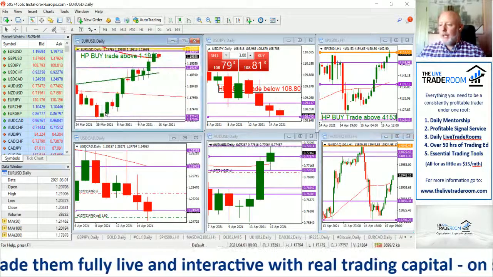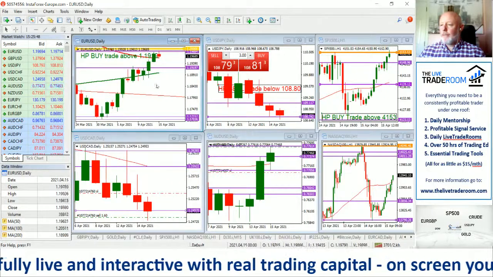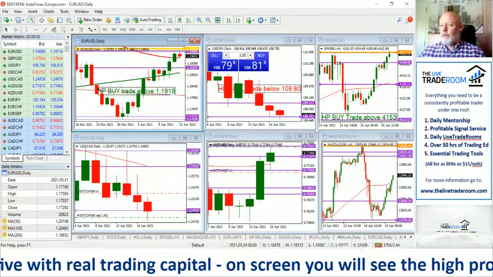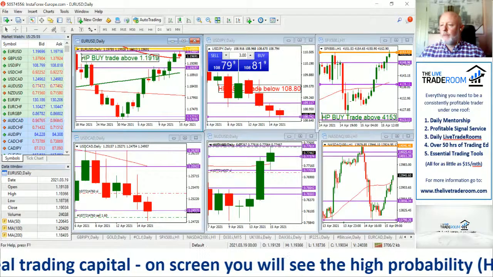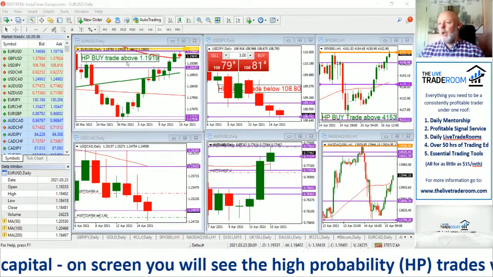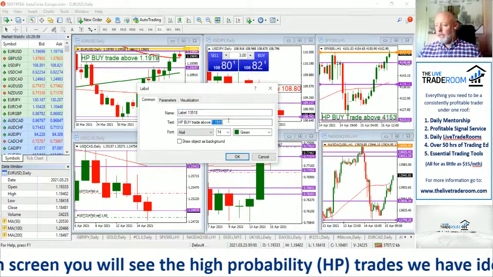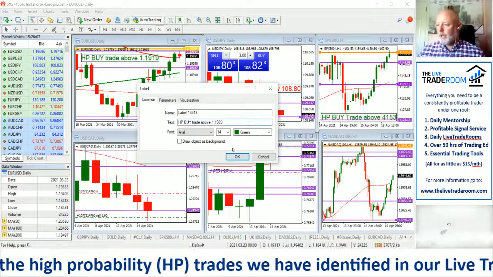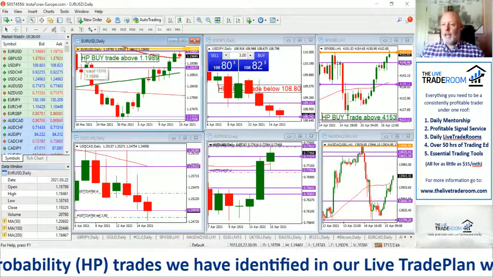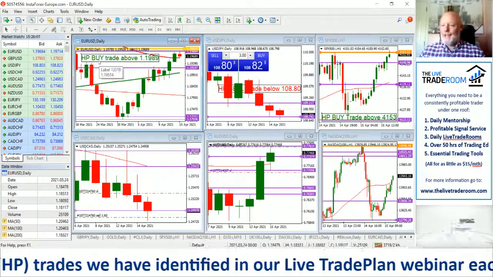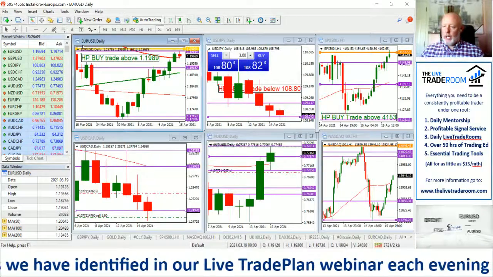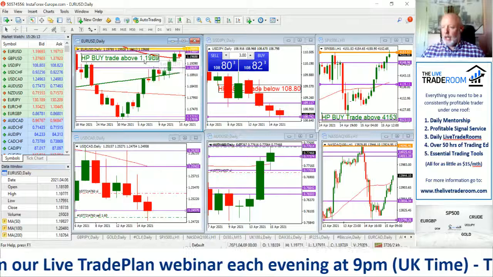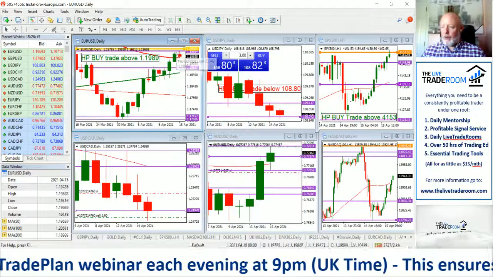Right, so let's go back to this dollar trade. We have a high probability buy trade above that 89 level. Up on screen you'll have HP for high probability. It's a buy trade, so you know which market, what direction it's going in, and the price at which we will be looking to get involved with this trade.